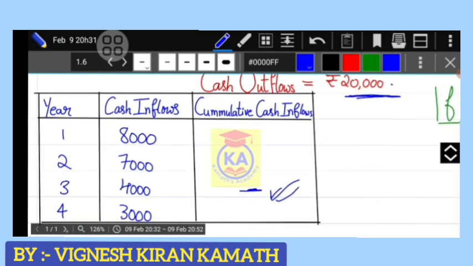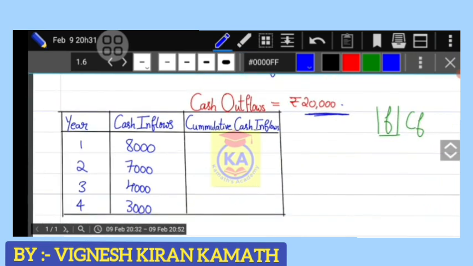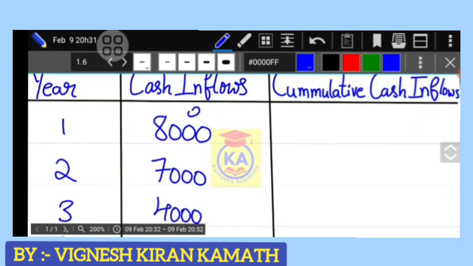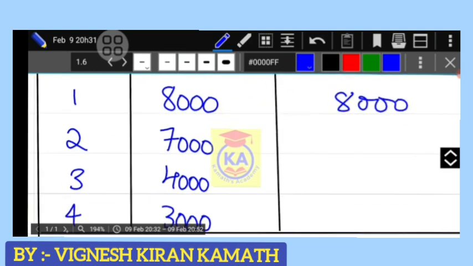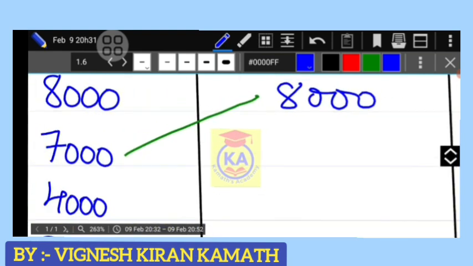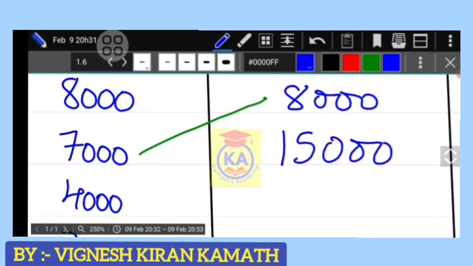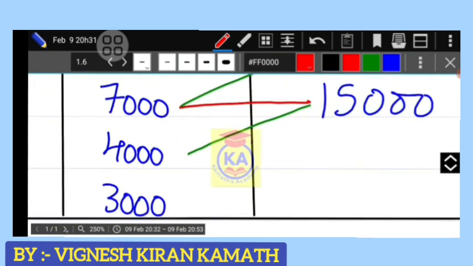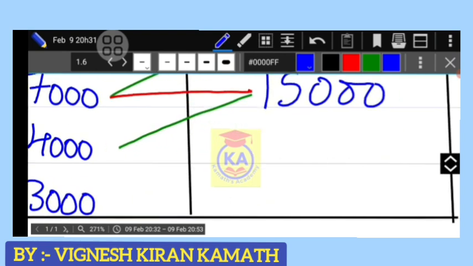Let's solve this. You have understood up to here, right? Let's take the cumulative value. First is 8,000. Similarly, we take 8,000. Now you have to add 8,000 and 7,000, so that will be 15,000. Next, you have to add 15,000 and 4,000. That will come up to 19,000.